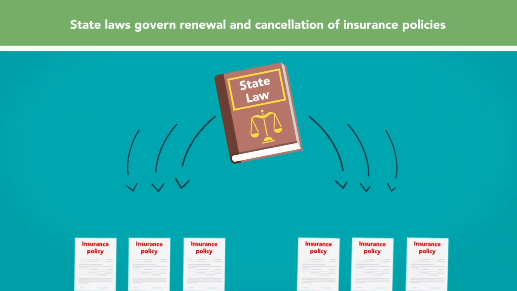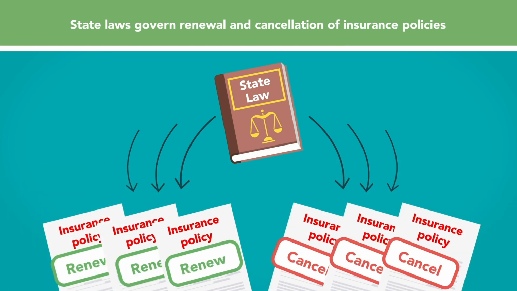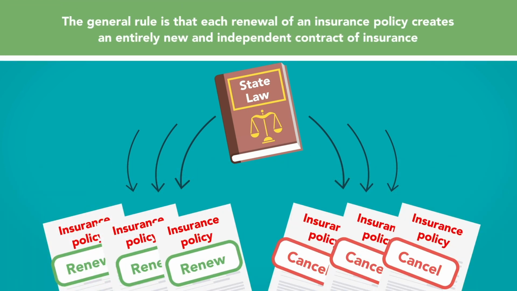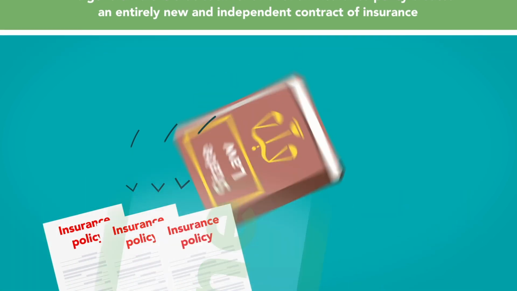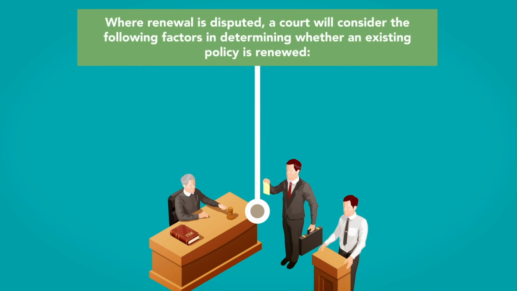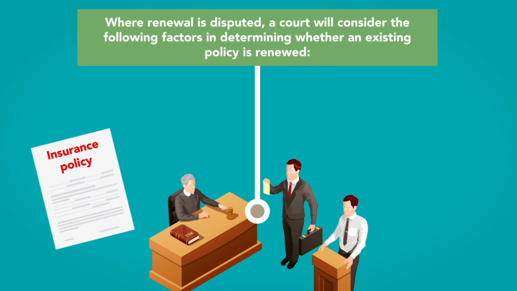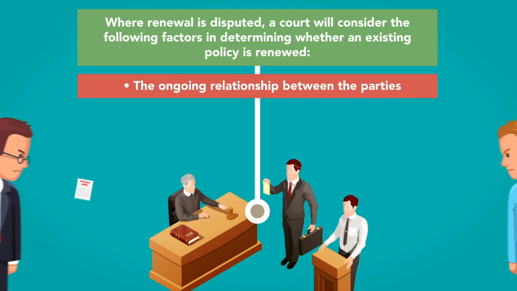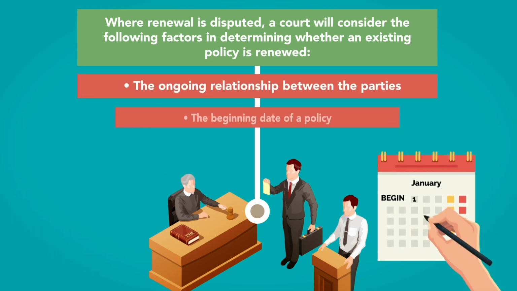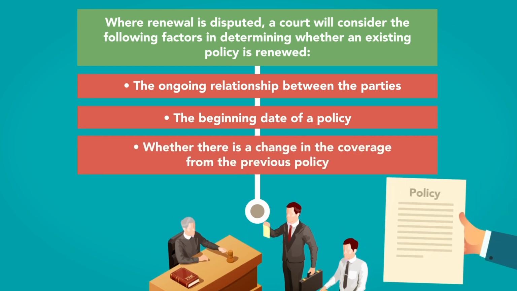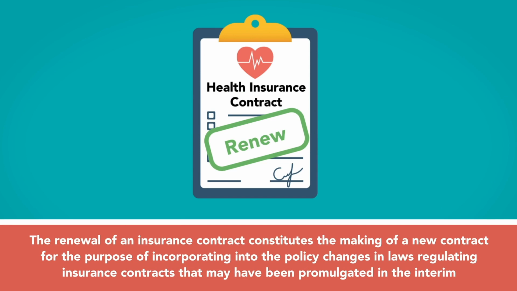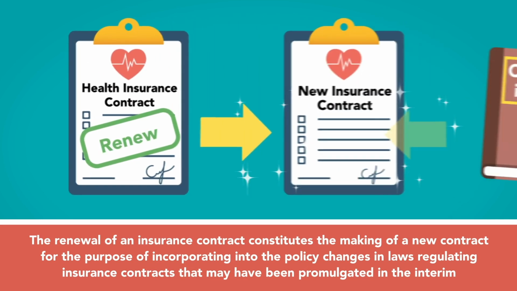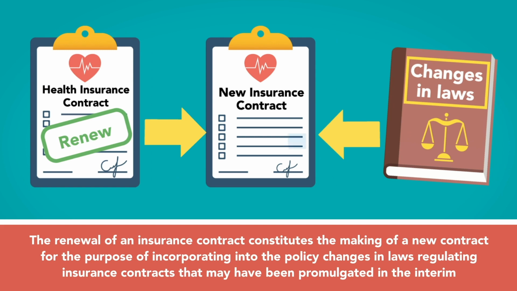State laws govern renewal and cancellation of insurance policies. The general rule is that each renewal of an insurance policy creates an entirely new and independent contract of insurance. Where renewal is disputed, a court will consider the following factors in determining whether an existing policy is renewed: the ongoing relationship between the parties, the beginning date of a policy, and whether there is a change in the coverage from the previous policy. The renewal of an insurance contract constitutes the making of a new contract for the purpose of incorporating into the policy changes in law regulating insurance contracts that may have been promulgated in the interim.